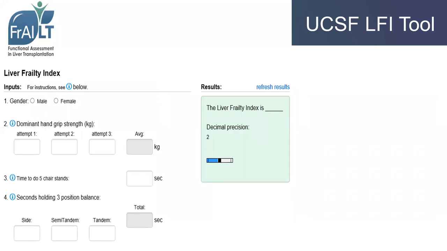So UCSF developed the LFI, or the Liver Frailty Index tool. You can Google this. There's a calculator online you can use. I took a snapshot of it right here. So really, you're filling out these different boxes to calculate the LFI score. This tool was developed by UCSF to measure frailty and quantify and trend it in people with cirrhosis. It encompasses the aspects of frailty, including physical function and capacity, mobility, and weakness.